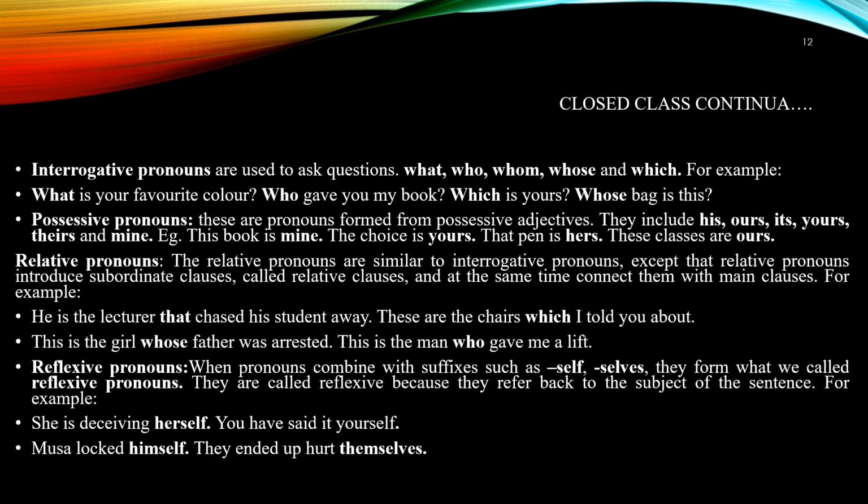Then the next category is what we call reflexive pronouns. When pronouns combine with suffixes such as self, selves, they form what we call reflexive pronouns. They are called reflexive because they refer back to the subject of the sentence. For example, she is deceiving herself. You can see how self goes back to she. Musa locked himself. So you can see how the word self refers back to Musa. That is, they end up coming back to the subject of the sentence.